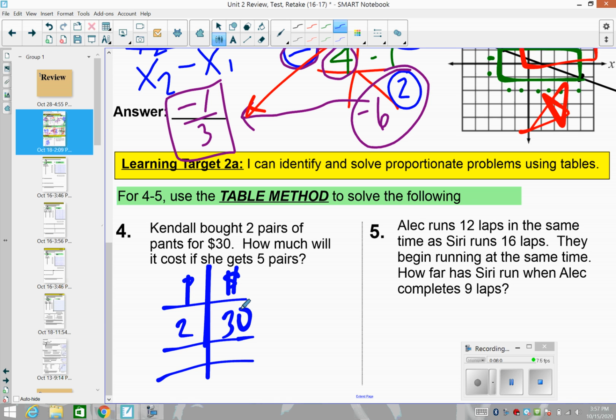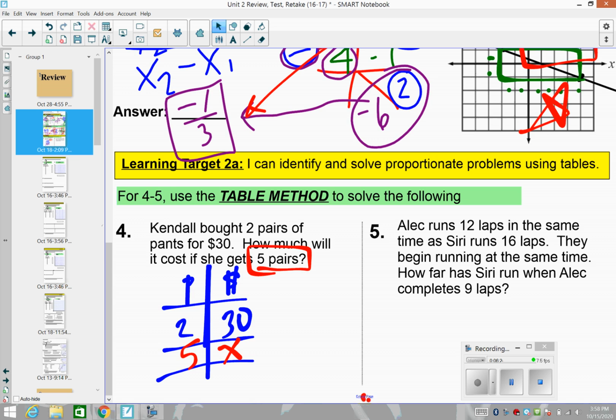Some of you might be able to see right out of the gate that the slope or the unit rate will be $15 per pair, per one. How much will it cost? There's our unknown for 5 pairs. So make sure we put the 5 under the P. Taking cross products and solving.